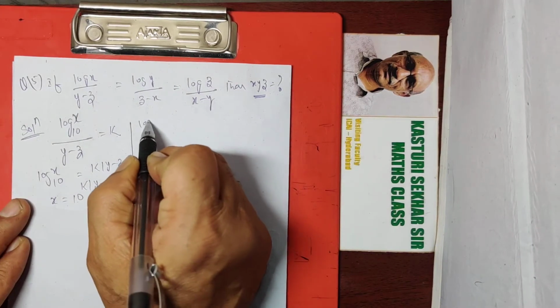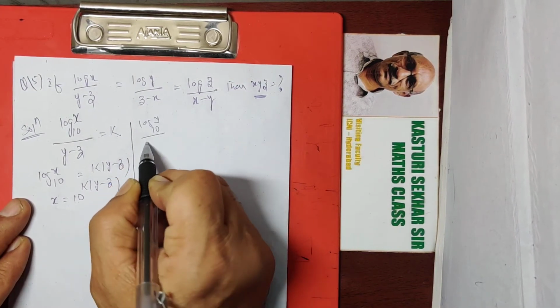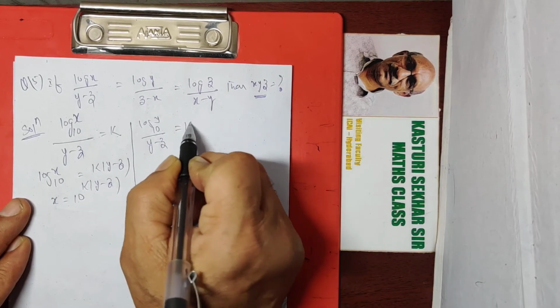Similarly, log y to the base 10 by z minus x is equal to k.